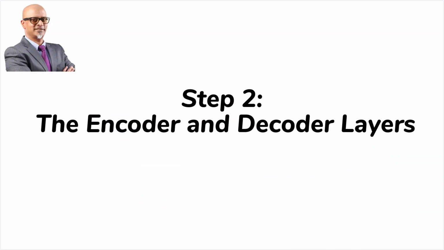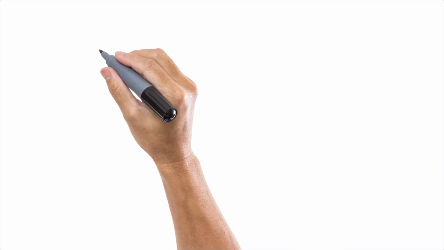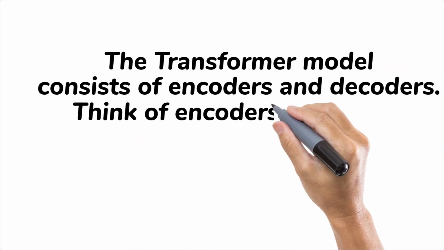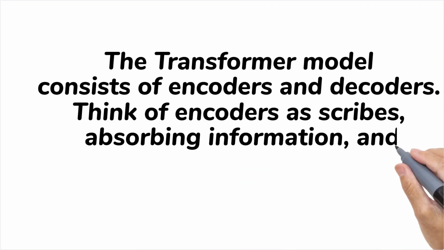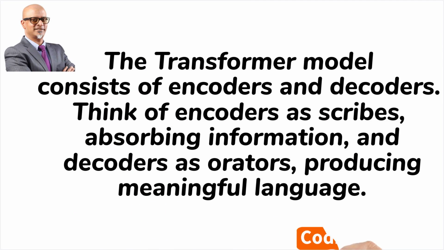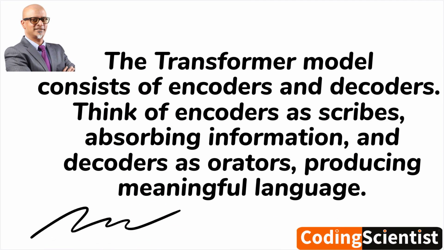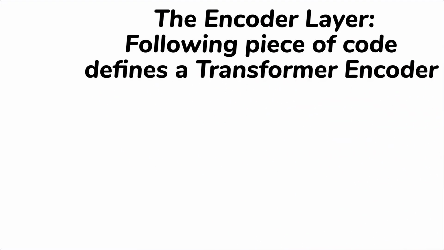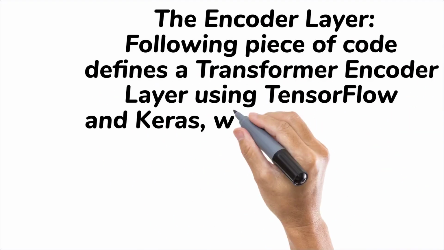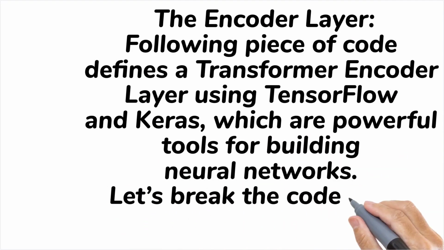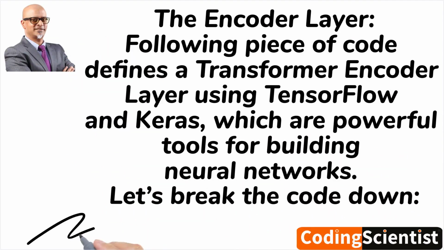Step 2. The encoder and decoder layers. The transformer model consists of encoders and decoders. Think of encoders as scribes, absorbing information, and decoders as orators, producing meaningful language. The following piece of code defines a transformer encoder layer using TensorFlow and Keras, which are powerful tools for building neural networks. Let's break the code down.